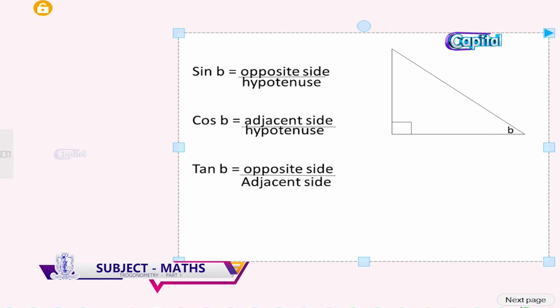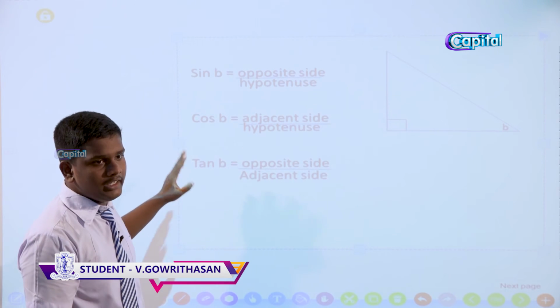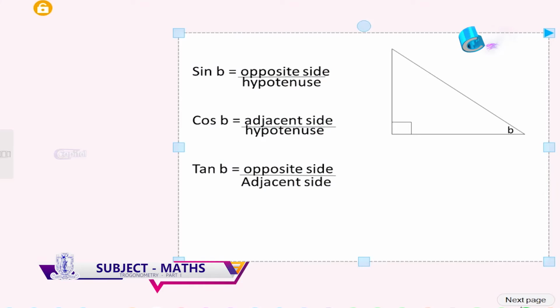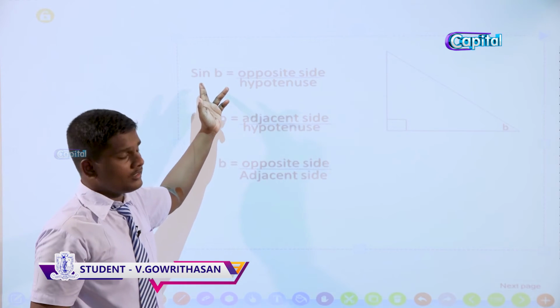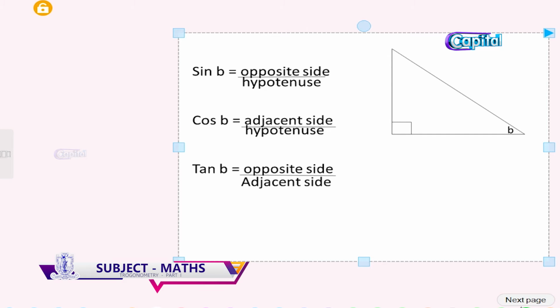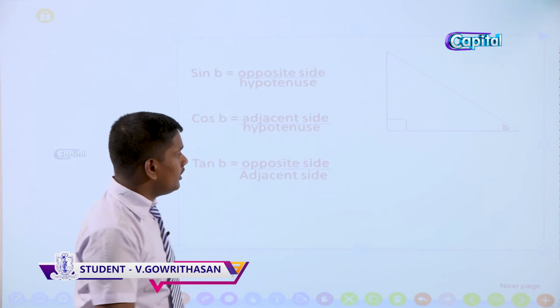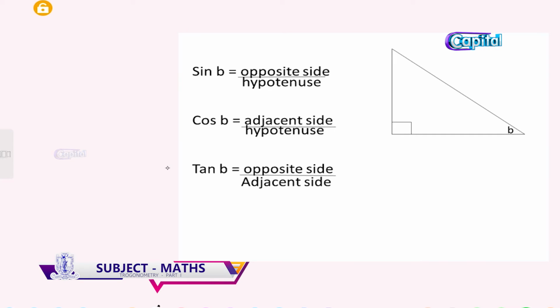These are the three trigonometric ratios. As we said earlier, there are 6 trigonometric ratios. In this chapter we only study 3. In advanced level we study the other 3. So sine is a function. Sine means opposite side by hypotenuse. If we take this angle B, sine B is equal to the opposite side, this side, by the hypotenuse, this. And cos B is equal to adjacent side by hypotenuse. If you take this angle, the adjacent side is this side and the hypotenuse is this. So tan B, the tan function, means opposite side by adjacent side: the opposite side is this and the adjacent side, the closest side, is this.